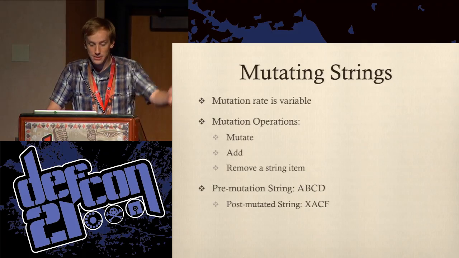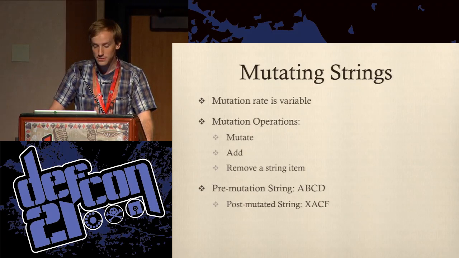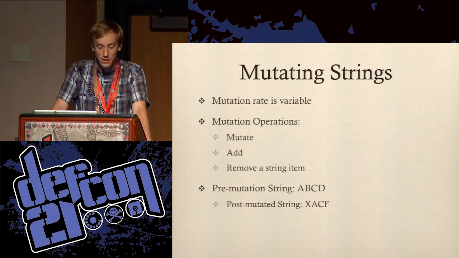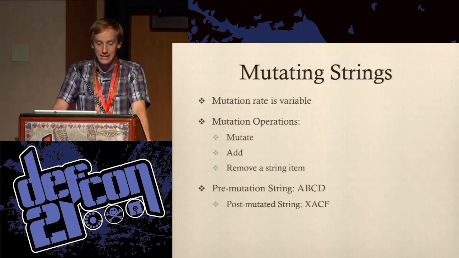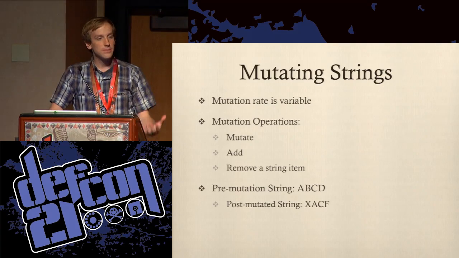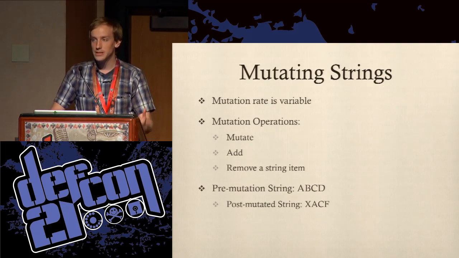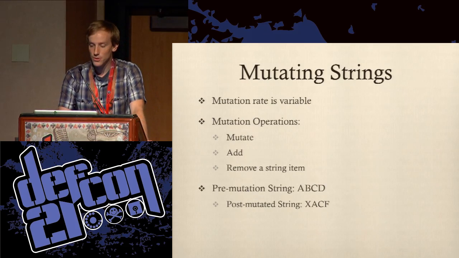Say the example of the pre-mutated string ABCD. The mutations that have been applied to it are that X has been prepended to the string, the B has been deleted, and the D has been mutated to an F. So hopefully that'll give you some idea of what we're saying. We're not doing anything crazy. We're just picking a random part of the string and changing it a little. So that's how we mutate the strings.